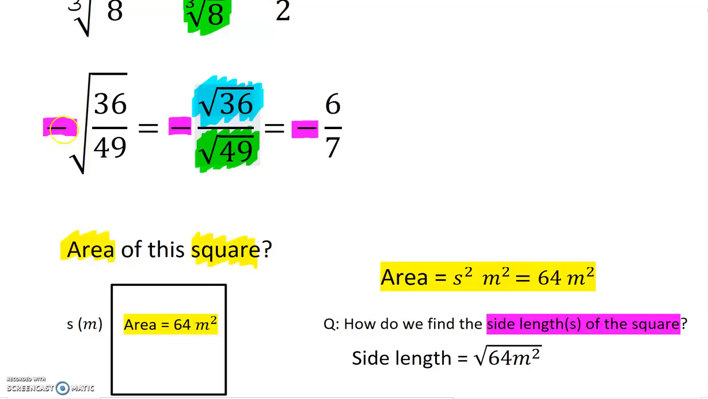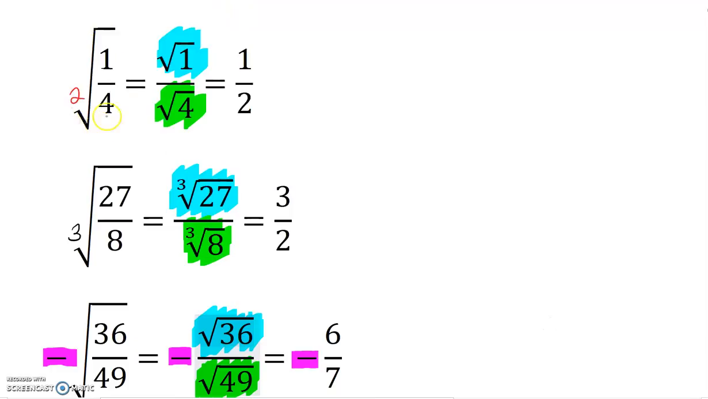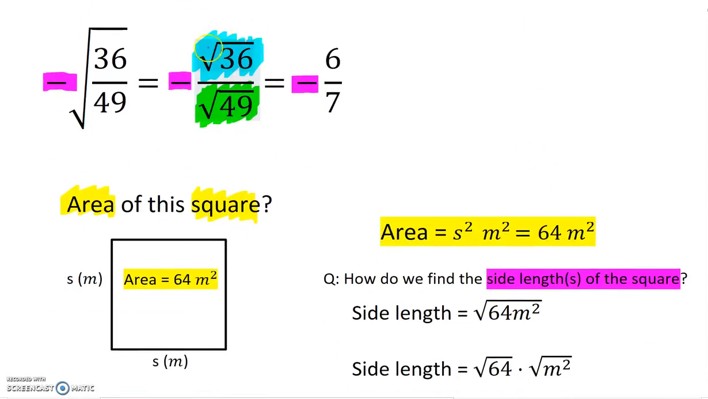And last problem. When we get into this, we have a negative out front of the root. Anytime we have a negative out front of the root, that negative will just carry through the problem. We're going to go back to what we did up here. If we have a square root, we can just break it into two parts. The numerator is a square root and the denominator is a square root. So let's do that. Square root of 36 is 6. Square root of 49 is 7. That negative just follows it all the way through.